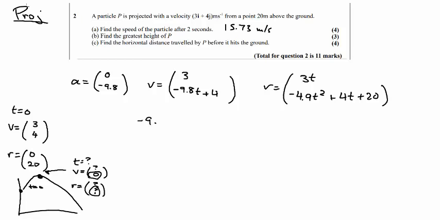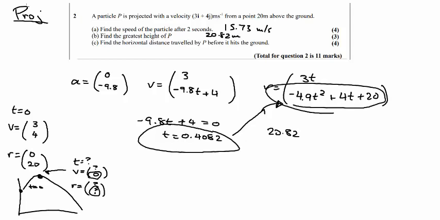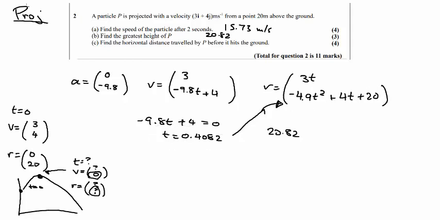So if I put minus 9.8T plus 4 equals 0, and solve that, I'm just going to do that in one swoop. T equals 0.4082. Don't round too much, by the way. And then you can just put that into that bottom bit. So the answer you should get is 20.82, 20.82 meters. And by the way, I just put this T into this line. Okay, hopefully that makes sense.